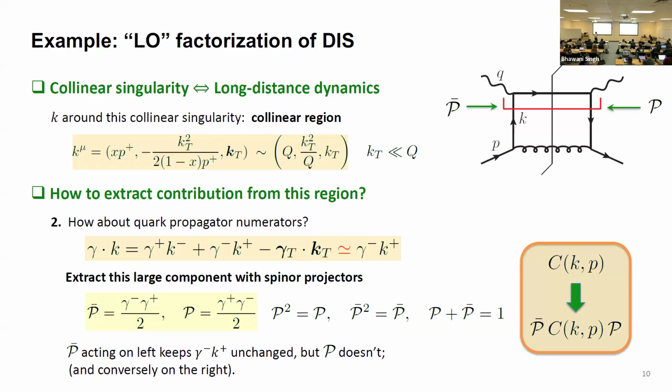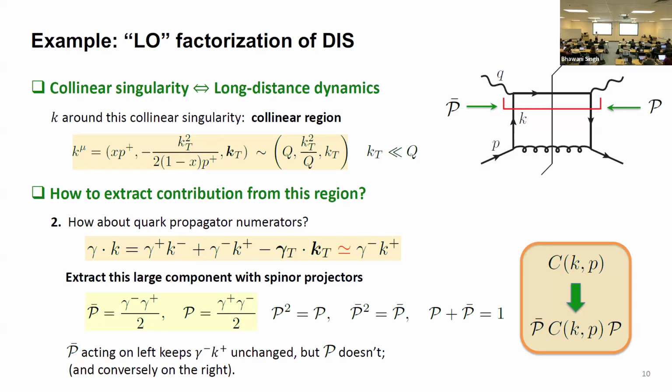How do we do this in practice? We define spinor projectors. I call them P bar and P. P bar is gamma minus gamma plus over 2, and P is gamma plus gamma minus over 2. The reason they are projectors is that they have the properties of projectors. First, if you apply them twice, you get the same effect. And also, the sum of these two is 1.